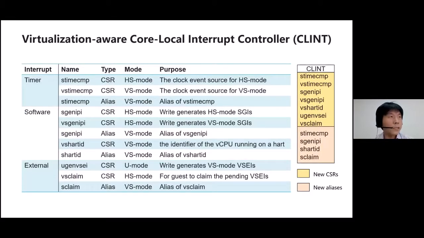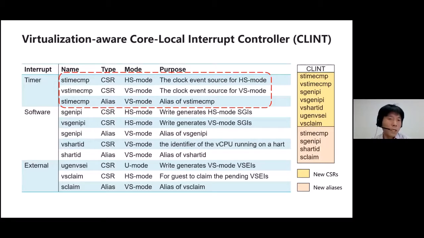We have extended the CLINT and the PLIC with a set of CSRs to support direct delivery of virtual interrupts. For each type of virtual interrupt, we provide CSRs according to the functional requirement of the virtual interrupt. For example, for timer interrupt, we provide a CSR for VS mode and VHS mode that act as the dedicated clock event source, respectively. The CSRs can be accessed directly from the mode they are intended for without trapping.